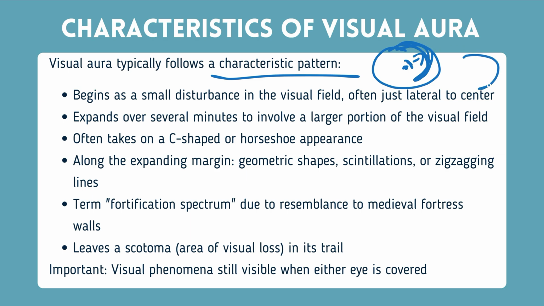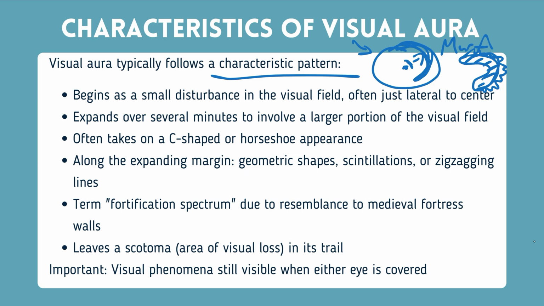So if this is the C-shaped aura, there may be geometric patterns on the leading edge. And left behind in its trail are negative symptoms or a scotoma. And this is characteristic of migraine with visual aura. Now this is actually appearing in both eyes, not just one eye. Again, it's binocular. This is very important to know in regards to migraine with visual aura.